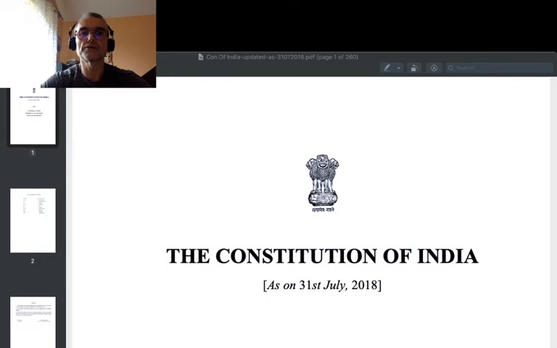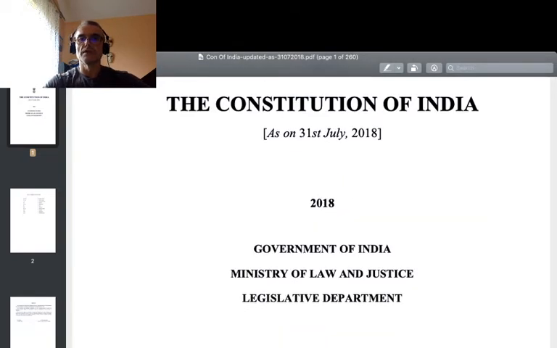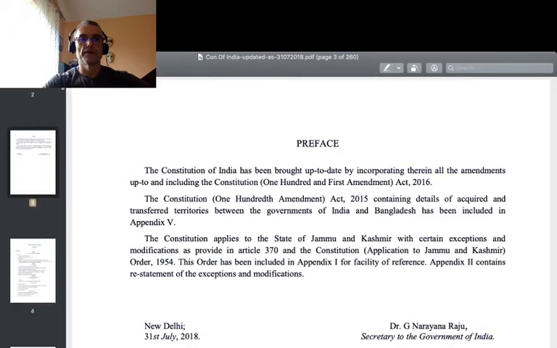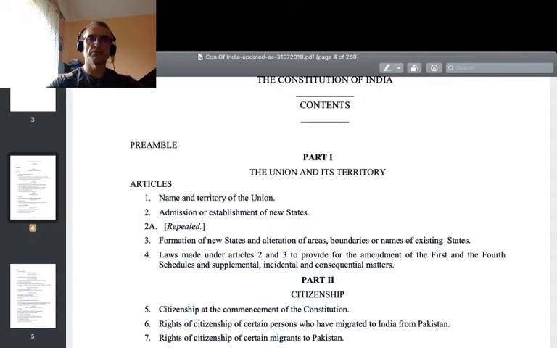Let me just quickly jump there. Okay, the Constitution of India, as on July 31st, 2018. Government of India, Ministry of Law and Justice, Legislative Department. Here you have the table of contents of the Constitution. I will quickly jump through that table of contents to the preamble and the first articles of the Constitution, just to have a quick comparison against that Constitution of Uganda.